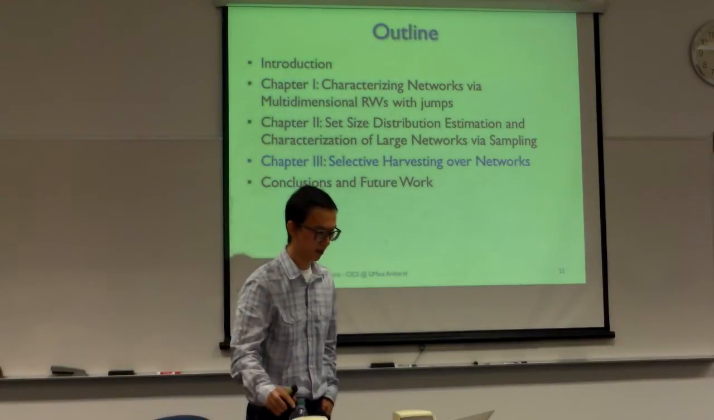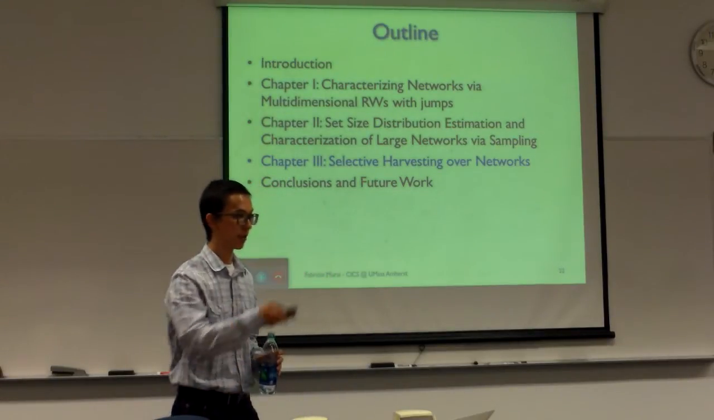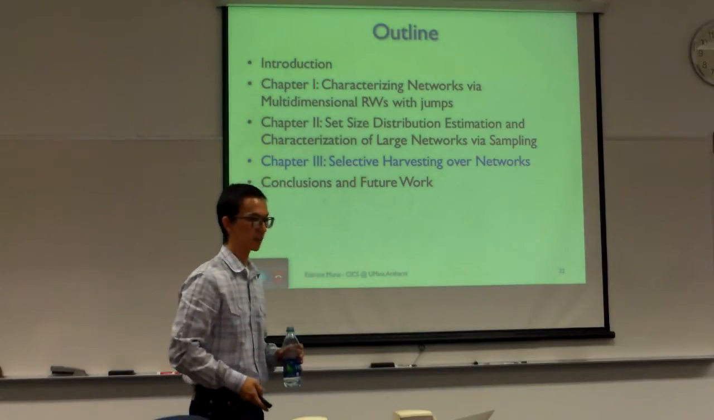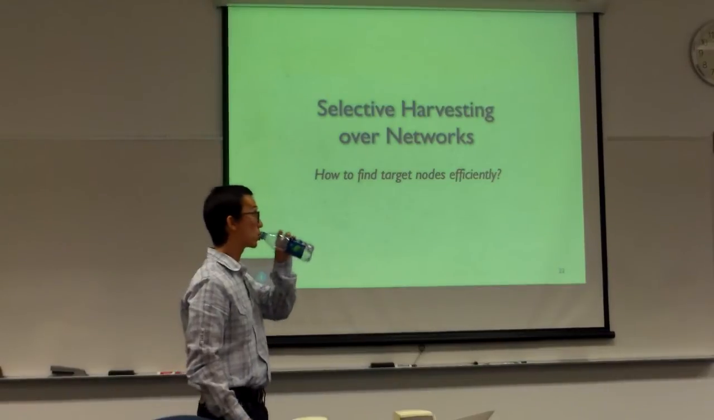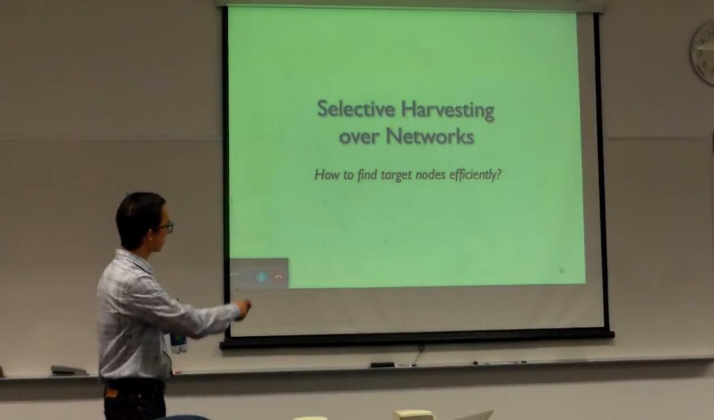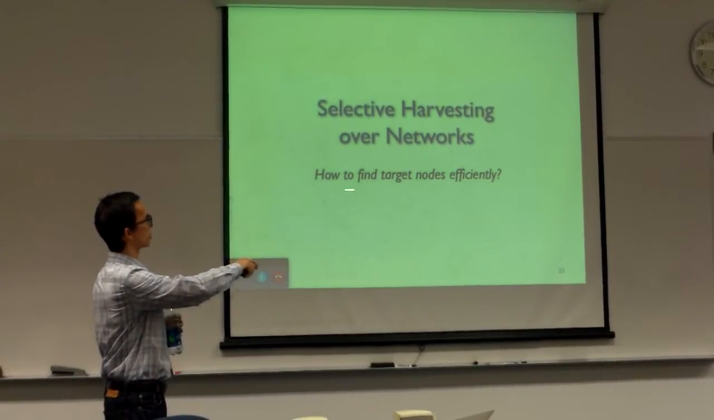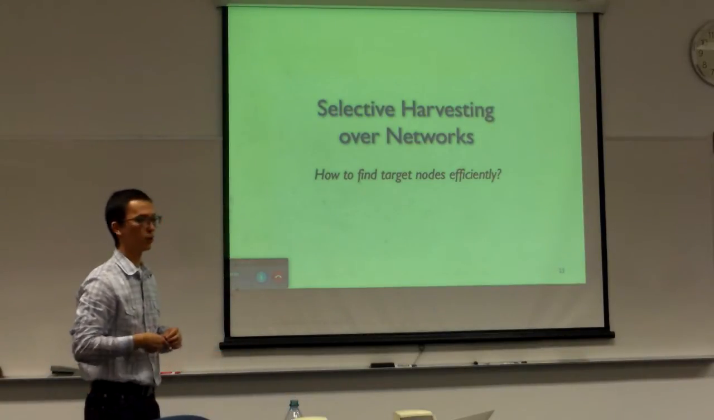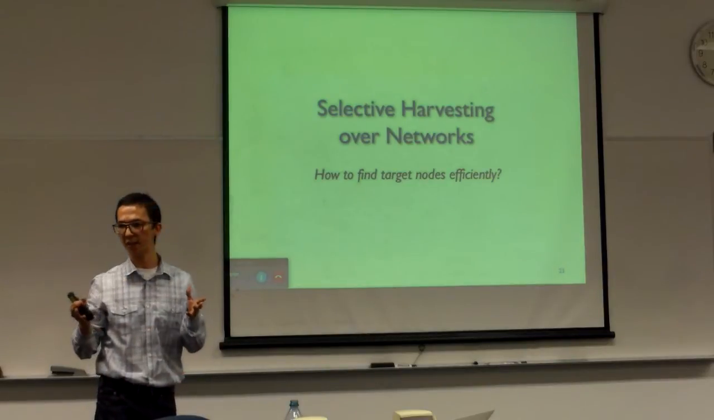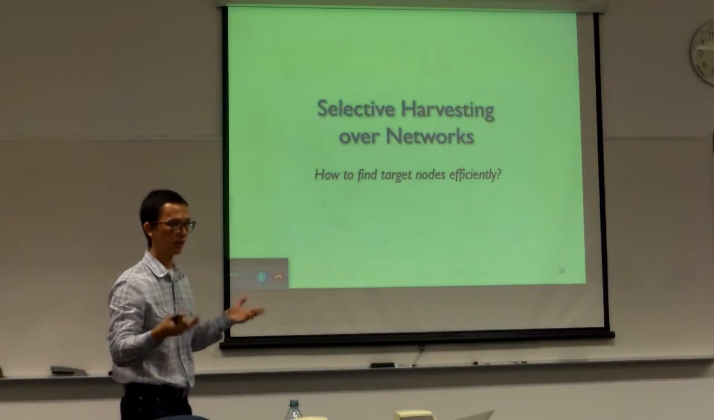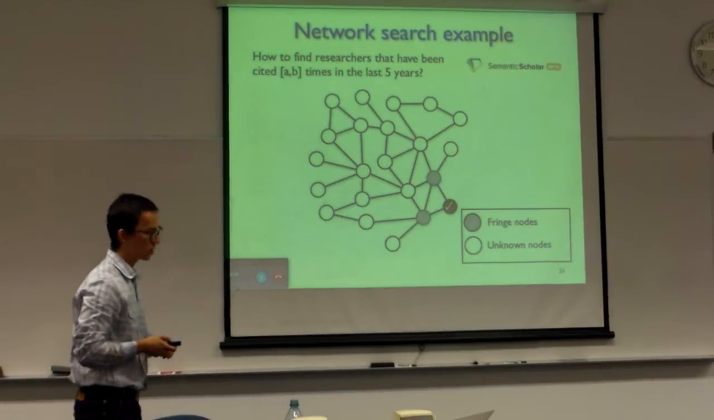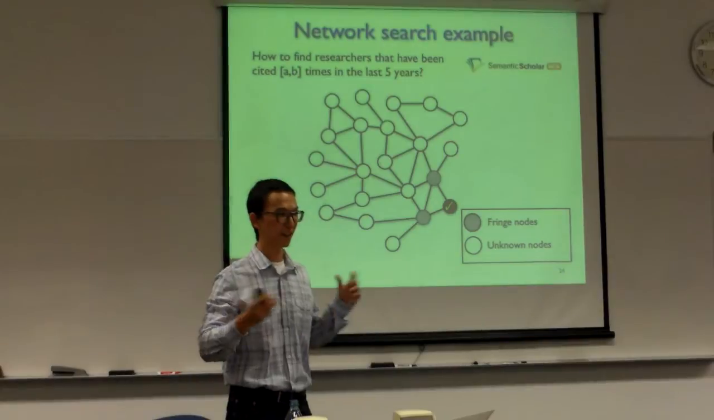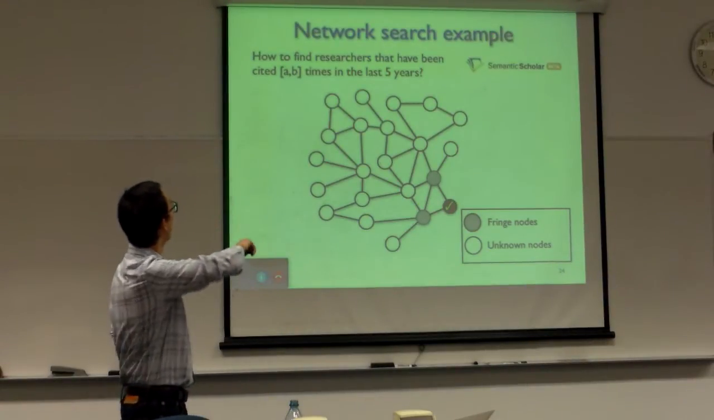So now we're going to go to the third chapter, which, do you have a question? No? Oh. So on selective harvesting over networks, in which we want to answer this question: how to find target nodes efficiently, how to find nodes that have a given characteristic in a network in an efficient way.